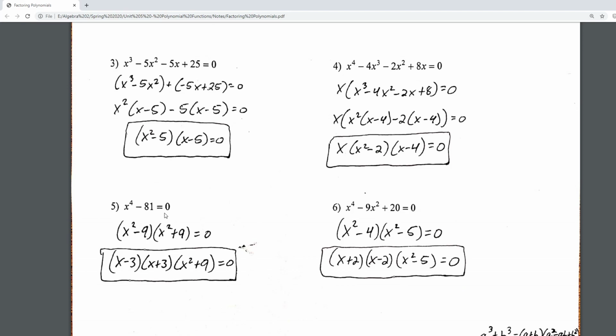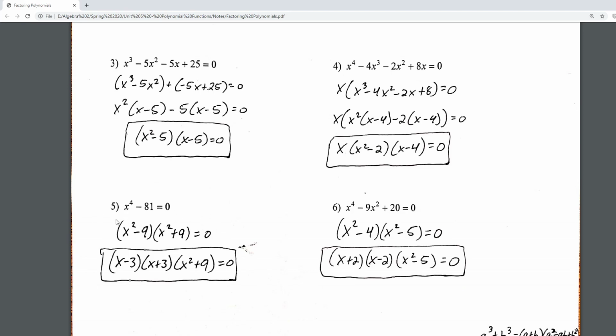Now, for number 5, it's x to the fourth minus 81. The way we're going to factor this is pretty much the same way as we factor any regular quadratic: find two numbers that multiply to c and add to b. But there's a little special case here because there is no b term. This is called a difference of squares. If I take the square root of x to the fourth, I get x squared. The square root of 81 is 9. So I can rewrite it as x squared minus 9 times x squared plus 9 equals 0. So here we go, I factored it.